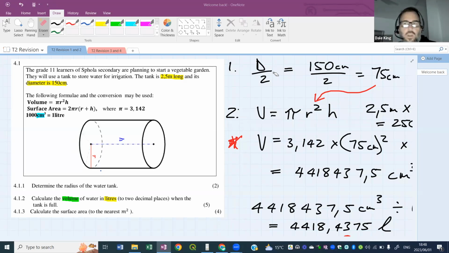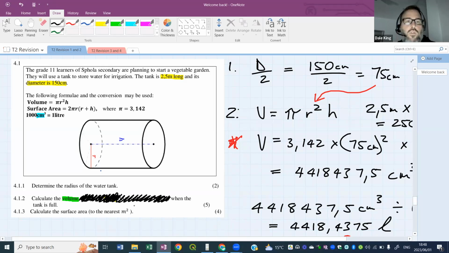Determine the radius. We got the radius is 75. There it is up there at the top right. We got that. Then they say calculate the volume. Now, if they had left off this, calculate the volume, in fact, we don't even need to write that. We all know we need 2 decimal places. Calculate the volume when the tank is full. You guys could do that.